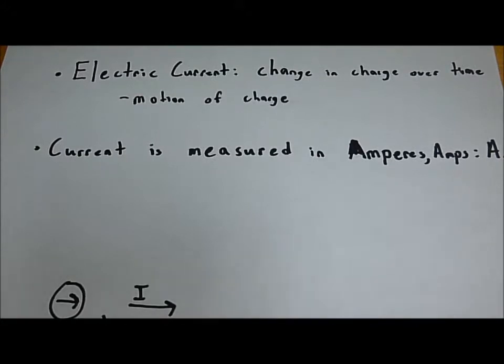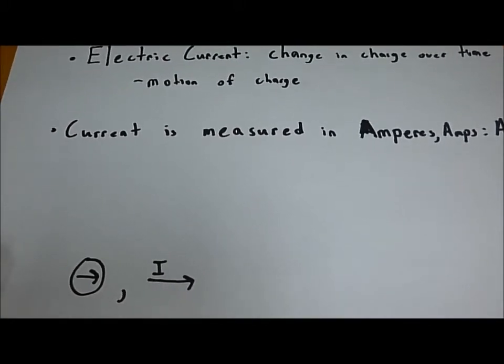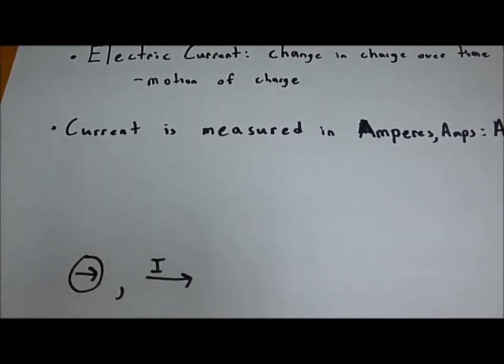Next, we will define electric current, which is the change in charge over time. You can think of this as the motion of charge through a circuit. Current is measured in amperes, often referred to as amps, and is signified by an uppercase A. In schematics, a current source is shown as a circle with an arrow, and also the flow of current is shown with an arrow and an uppercase I.